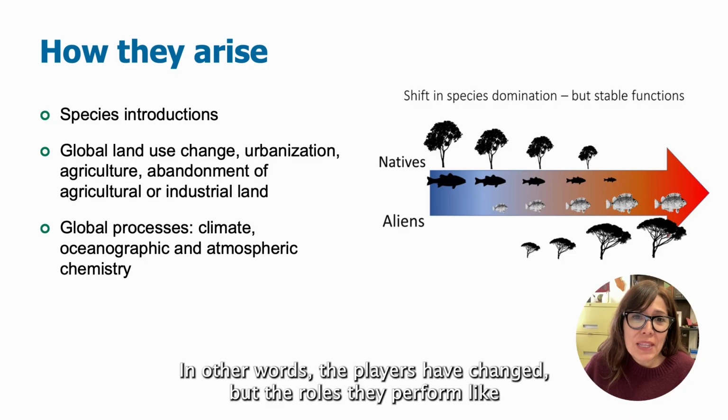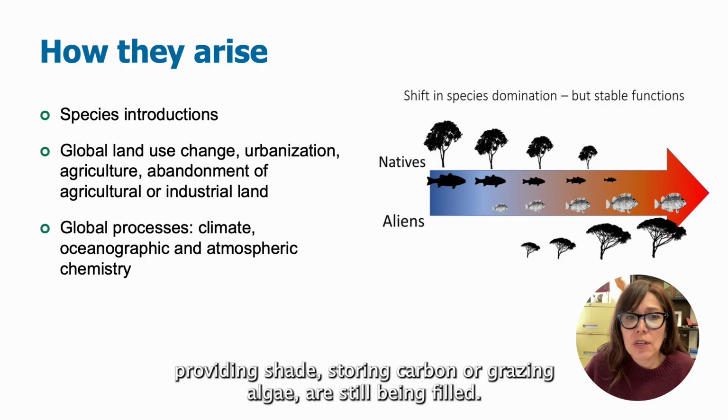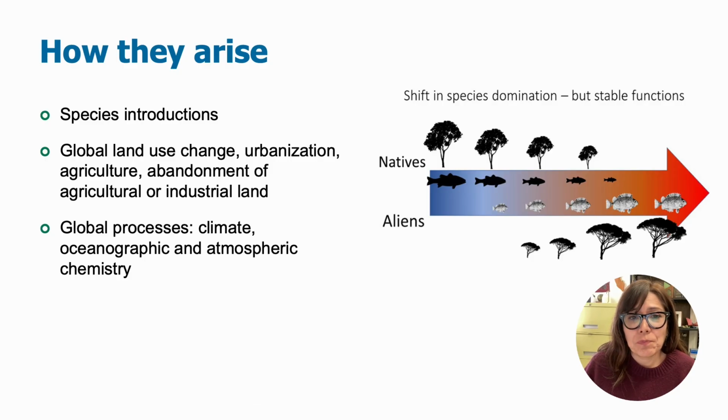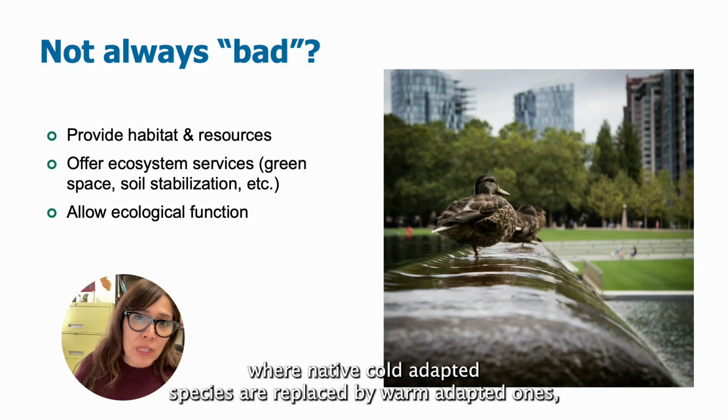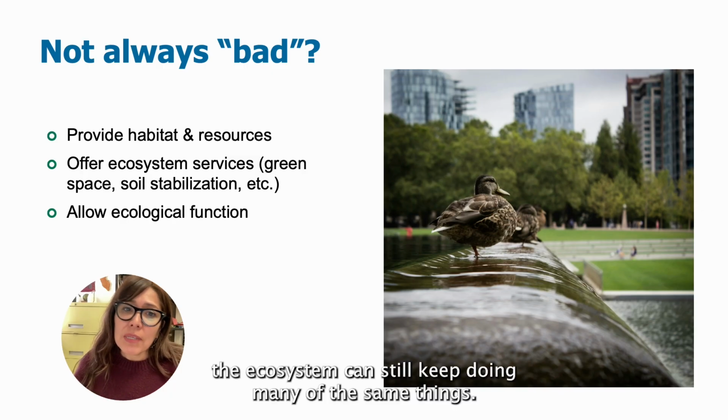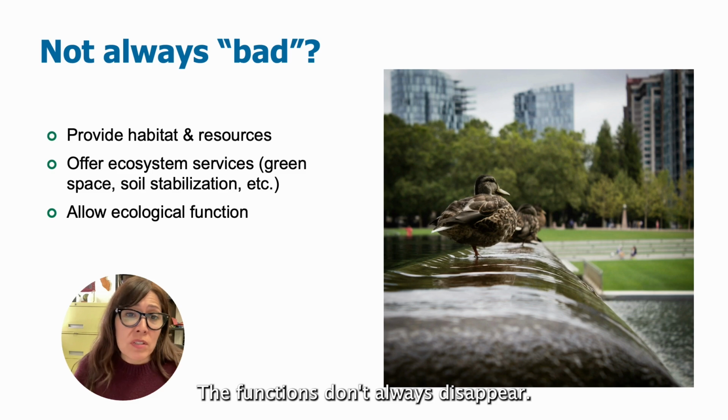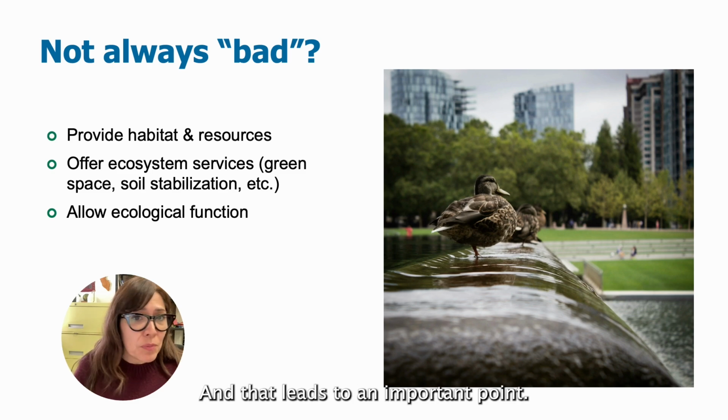In other words, the players have changed, but the roles they perform, like providing shade, storing carbon, or grazing algae, are still being filled. So in some cases, even when the species change, like that example where native cold-adapted species are replaced by warm-adapted ones, the ecosystem can still keep doing many of the same things. The functions don't always disappear, and that leads to an important point.